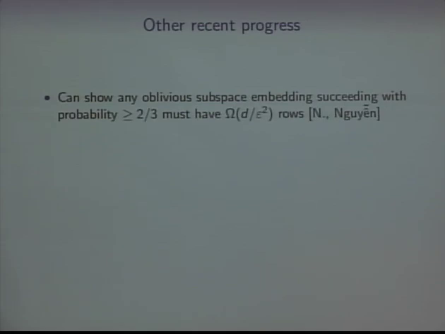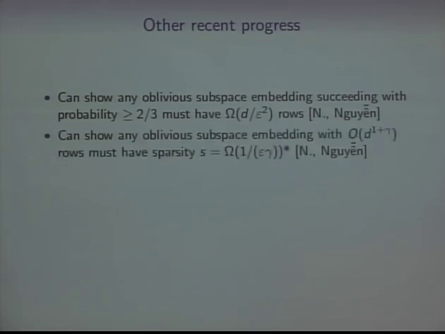Okay. So some other recent progress. One thing we can show is that whenever you have a subspace embedding that doesn't even need to look at the subspace, but randomly works with good probability, we can show that you need d over epsilon squared rows. Okay? Every subspace has a subspace embedding with exactly d rows. But if you have to be oblivious to the input, you can show that you need d over epsilon squared rows. Another thing is we can show some trade-off, which is not optimal, I'll get to that on the next slide, between the sparsity and the number of rows you need in such an oblivious subspace embedding.